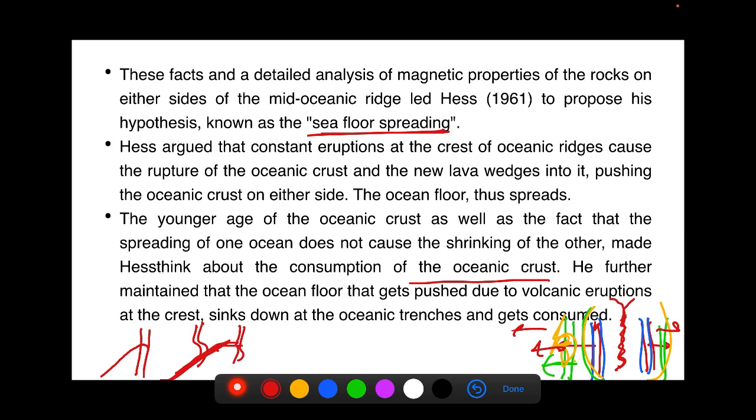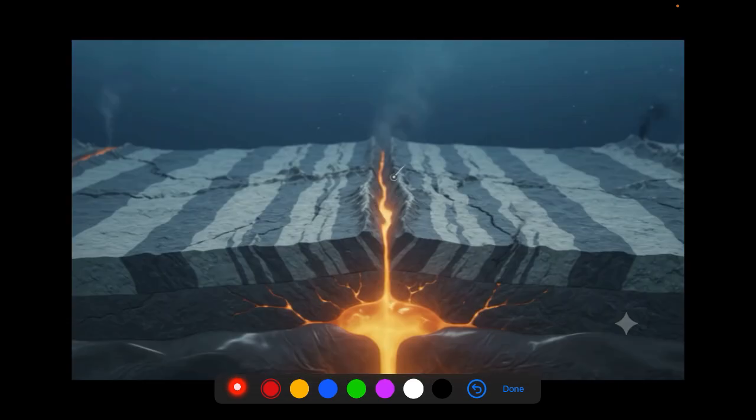This is how the ocean floor functions: it is spreading, but at the same point it is getting consumed. So the size of the ocean remains constant. There is constant creation of crust and there is constant destruction of crust also. Now let's quickly see a video to imagine whatever we have studied in the seafloor spreading theory till now.